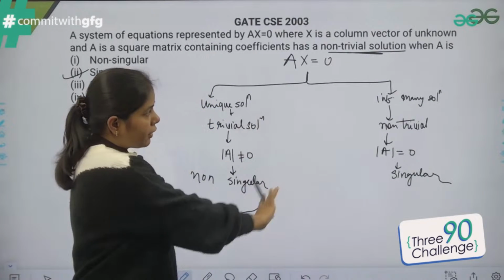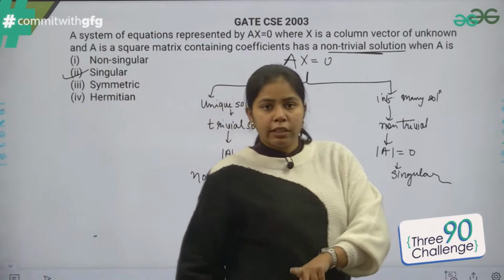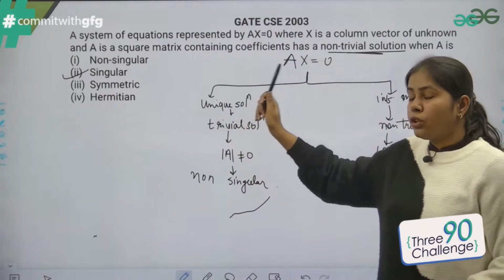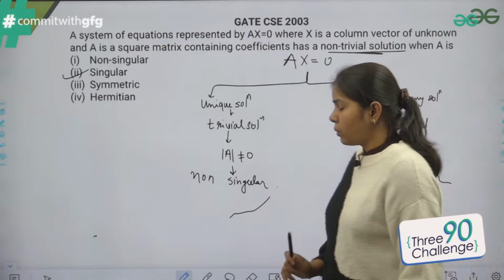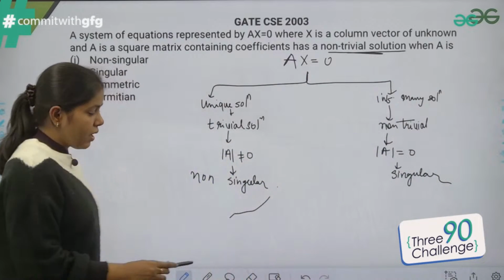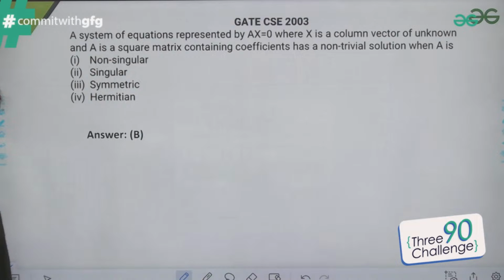Okay, so that's the chart for a homogeneous system of linear equations. In non-homogeneous, we have three types of solution: no solution, unique solution, and infinitely many solutions. Right? This is a non-singular matrix. Okay, let's solve further. Option B is correct.